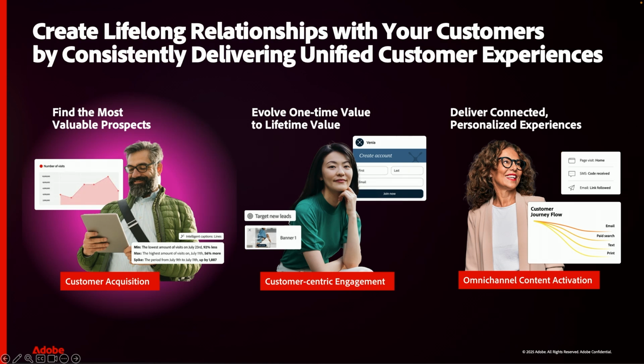So with this basic understanding of our recommended approach to building lifetime customer relationships, I'll hand it off to Marissa to add a bit more color to some of the challenges that may be faced along the way. Great. Thanks so much, Scott.